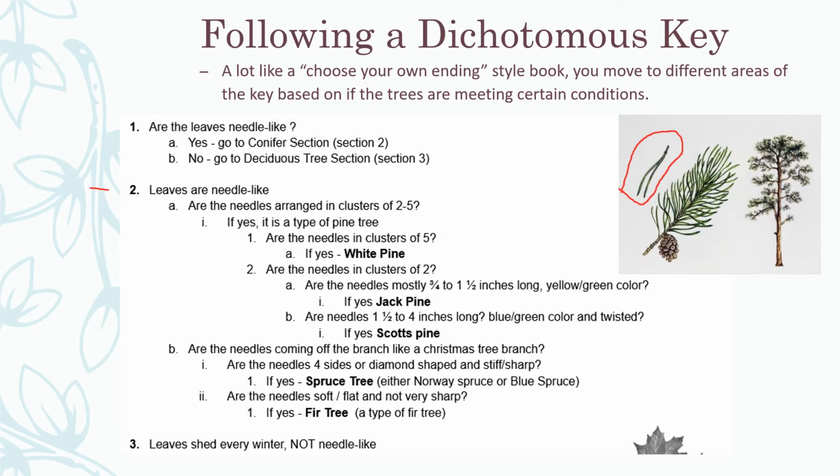All right, so let's say we're looking at a tree and it does have needles on it. So then we're going to go to section 2 like it tells us to do. Then it's going to ask us 2 questions, question A and question B. Depending on if it's a yes or no, we either stay in question A or we look at question B.